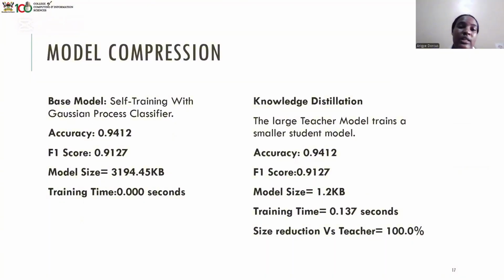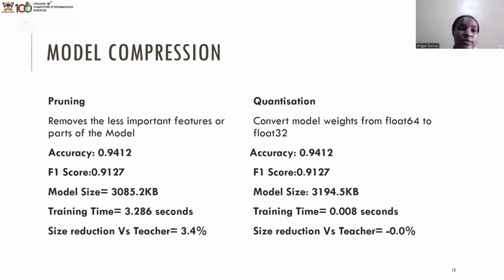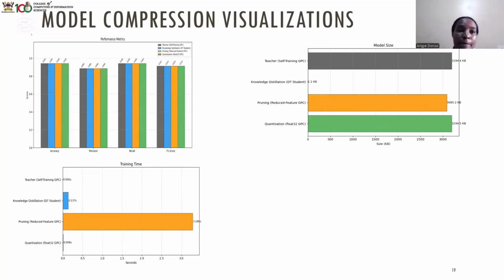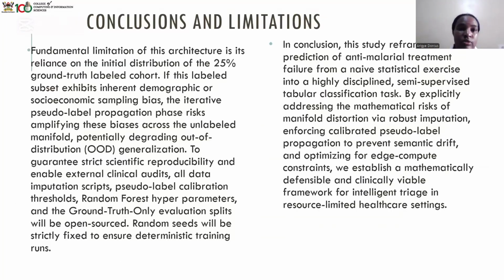Pruning removed less significant features, reducing the model size to 3.08 megabytes. Quantization converted model weights from 64-bit floating point representation to 32-bit floating point representation, improving inference speed with minimal effect on the model size. So among these methods, knowledge distillation provided the best deployment efficiency. These are the model compression visualizations.